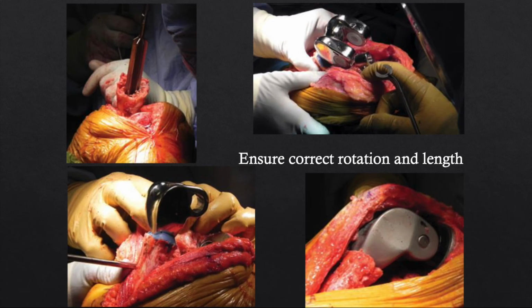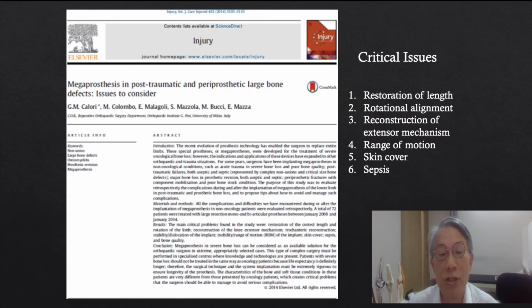In fact, the more technical issues to concern ourselves with is to reconstruct adequate length for the extensor mechanism function, as well as ensure correct rotation such that we get proper patellar tracking and not have extensor mechanism maltracking issues. So if we do distal femoral replacements, megaprostheses in this style of cases, the issues to consider will be restoration of length, rotational alignment, reconstruction of the extensor mechanism, and of course adequate skin cover and prevention of sepsis, which is often a significant worry when we use megaprostheses.